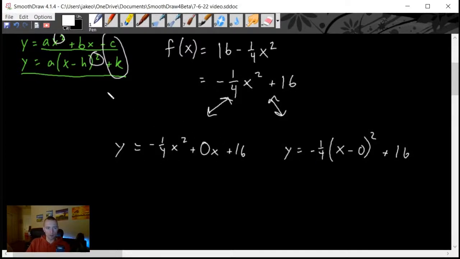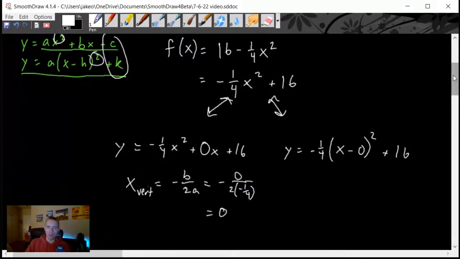If we get it into this standard form, ax squared plus bx plus c, we can find the x coordinate of our vertex simply by saying it's always going to be negative b over 2a. So negative, in this case, b is 0. So negative 0 over 2a, 2 times negative 1/4. If we simplify this, 0 divided by any number is 0. So the x coordinate of our vertex is going to be 0.